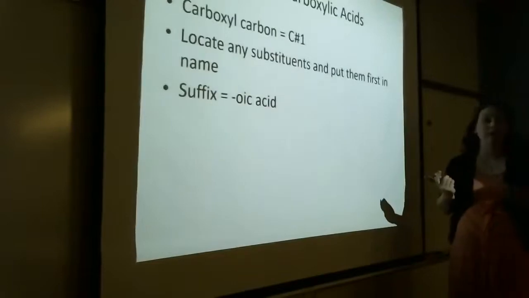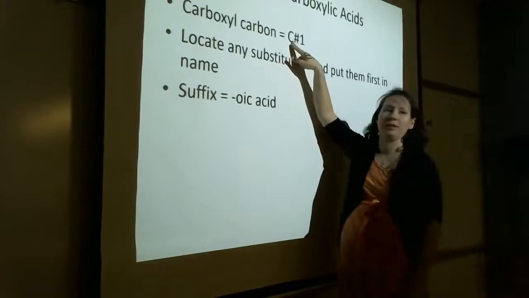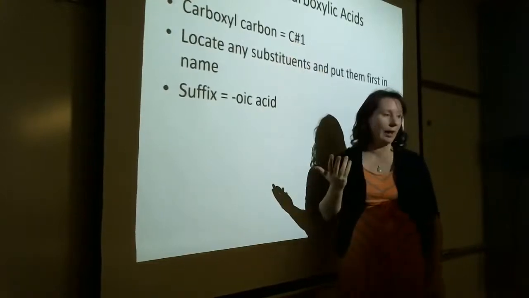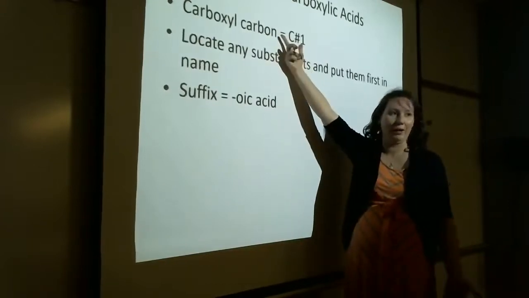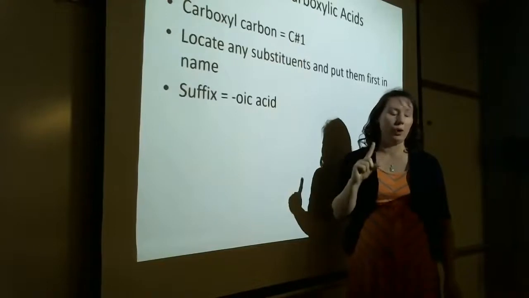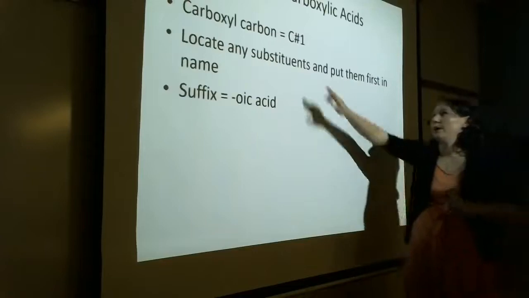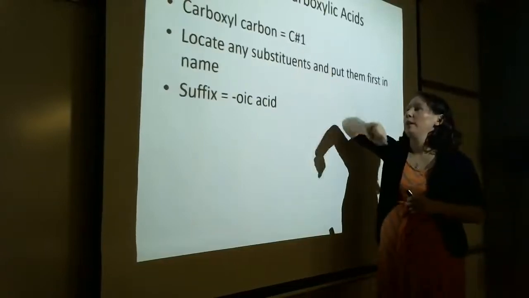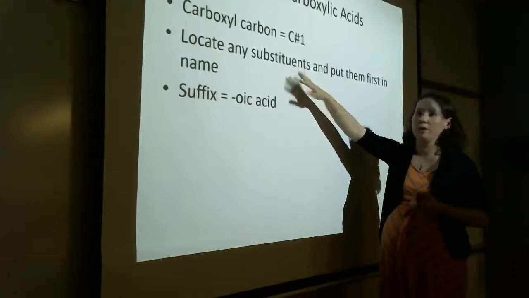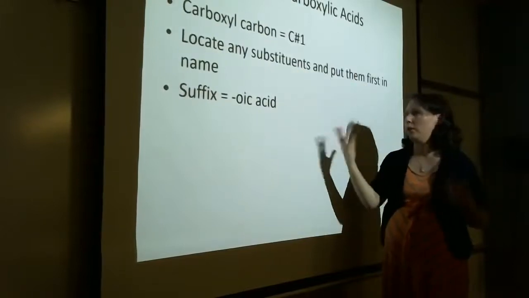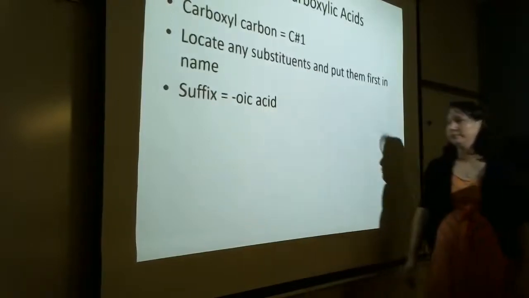So how do we name a carboxylic acid? It's pretty easy. By definition, the carboxyl carbon is number 1, just like when we named aldehydes. The aldehyde carbon was number 1 by default. Why? Because the aldehyde's on the end. We're only naming molecules with one functional group, so we don't need to worry about multiple functional groups going on. So by default, the carboxyl carbon's number 1. Then if we have any substituents, we would locate them with numbers, so 2-chloro or 4-methyl or whatever, and then your suffix is oic acid.